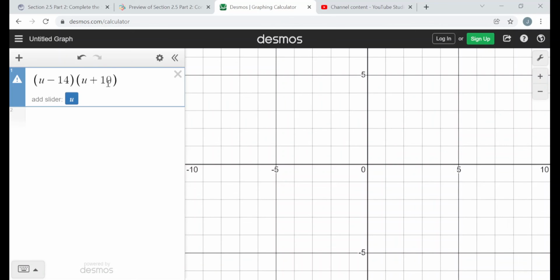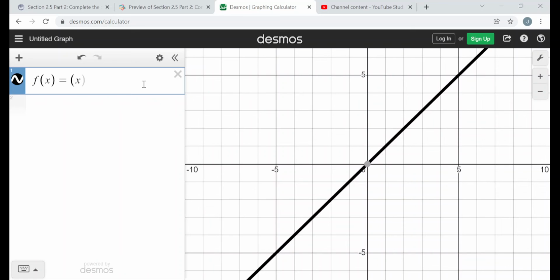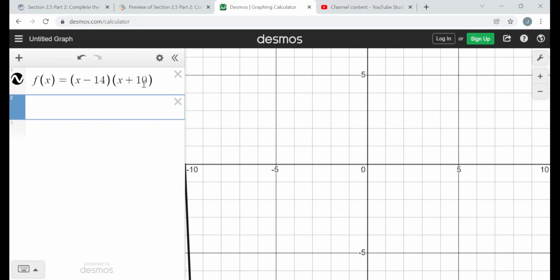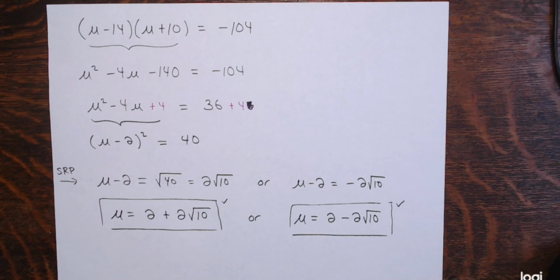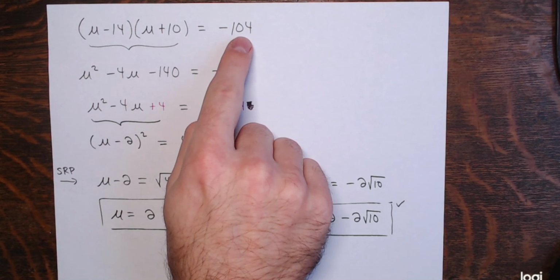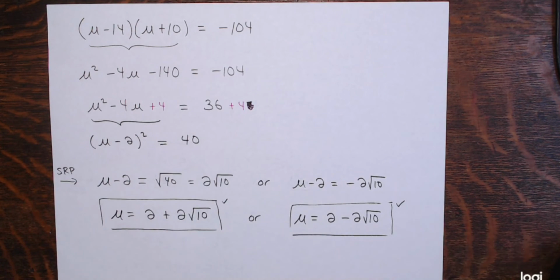And you know what? I'm just going to change u to x because I don't want to add a slider here. F of x equals, the other side was x minus 14 times x plus 10. And let's see what we get. Hopefully we get negative 104 when I plug in one of these numbers. Right? I want the value of this expression to be negative 104 when I plug in these numbers. Well, let's see.